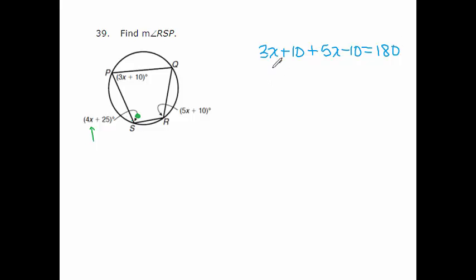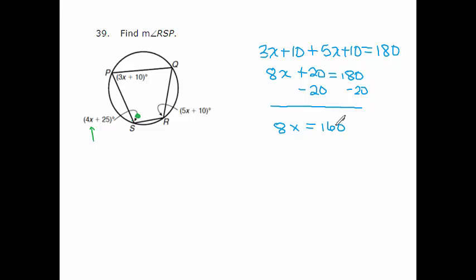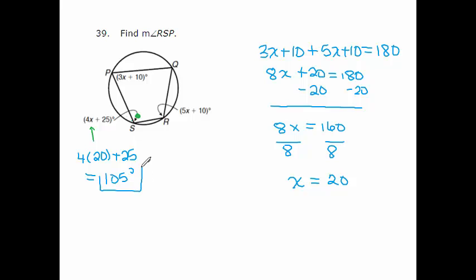I'm going to simplify this side of the equation to 8x, and I can solve by subtracting negative 20 on both sides, and then dividing by 8, and find that x equals 20. If x equals 20, then I can go back and plug it in over here. So it's 4 times 20 plus 25, which is equal to 105 degrees. So angle RSP is 105 degrees.